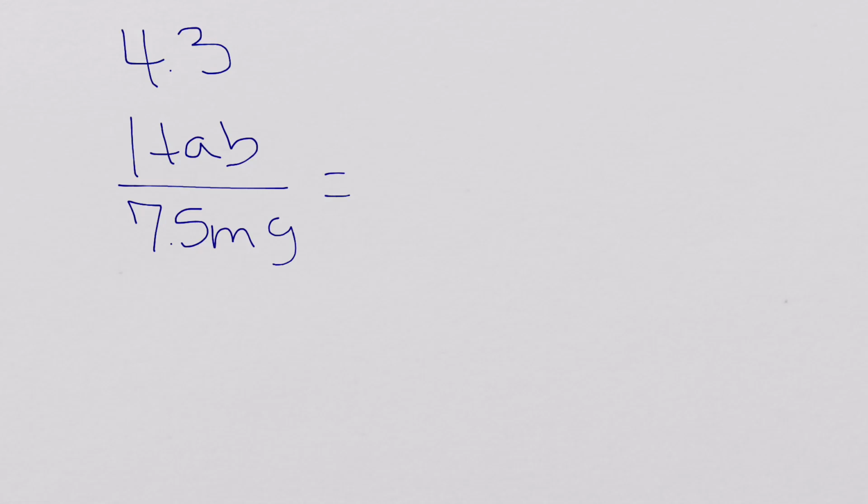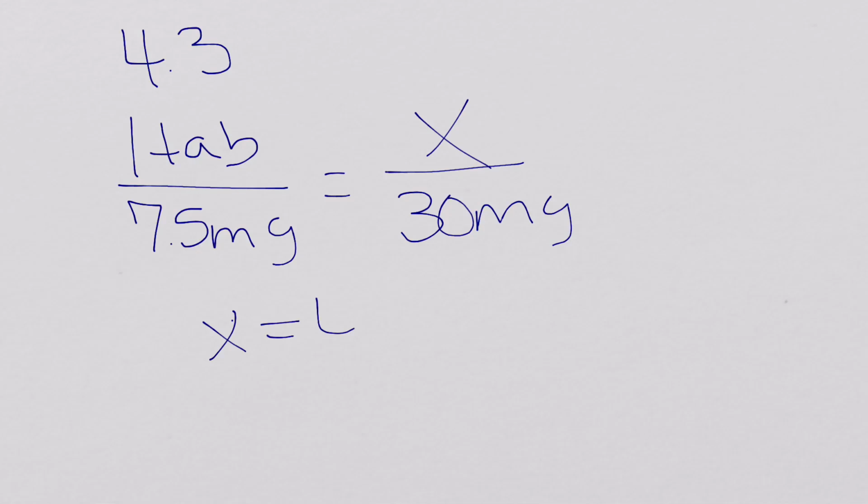So, if we have 7.5 milligram tablets on hand, 1 tablet is 7.5 milligrams. But our physician ordered 30 milligrams. So we need to know how many tablets are needed to get 30 milligrams. If you cross multiply and divide that, you will get 4. So the patient would need to take 4 of the 7.5 milligram tablets to get their dose.